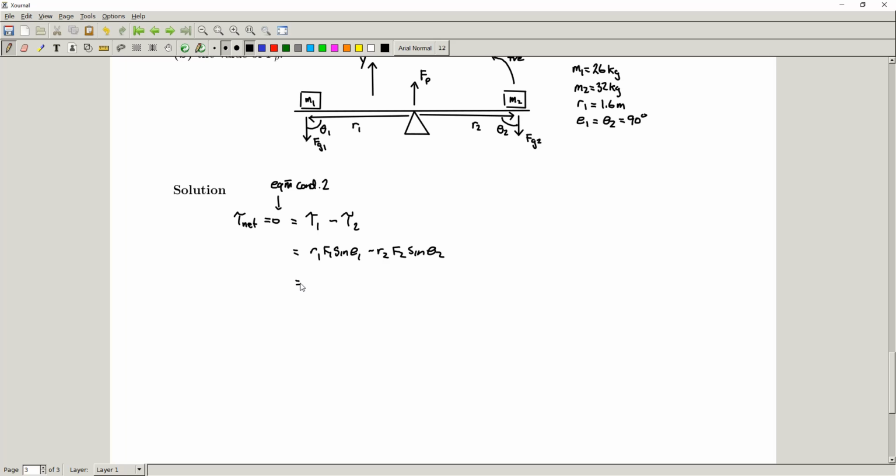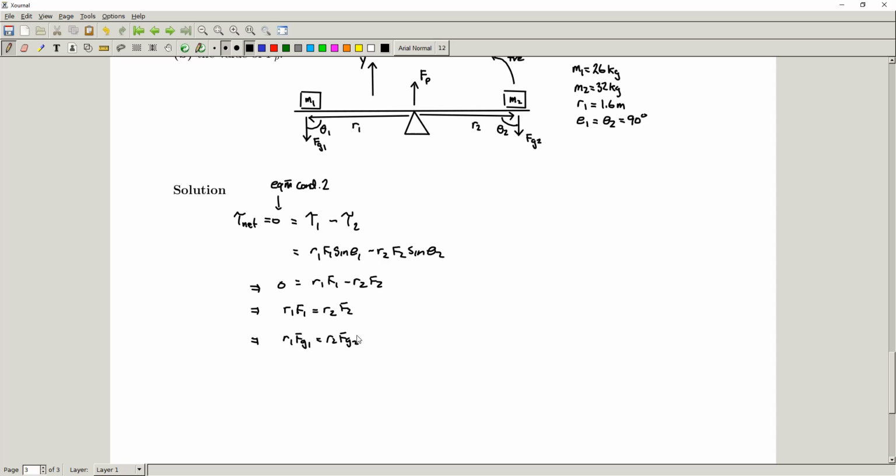And so we can simplify that. Sine of 90 degrees is always 1. And so we have R1 F1 minus R2 F2. And remember that this is equal to 0. So we can rearrange this to give us R1 F1 equals R2 F2, right? But we can replace F1 and F2, right? Because we know that F1 is really Fg1, the force of gravity that's supplying that torque in that direction. And Fg2 will be F2. So we have R1 Fg1 equals R2 Fg2.